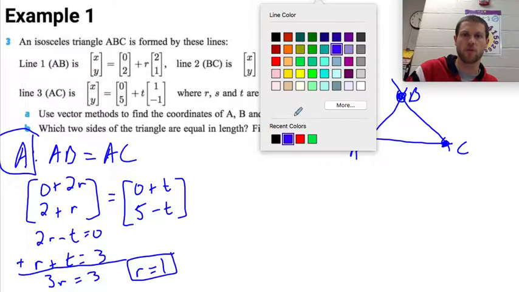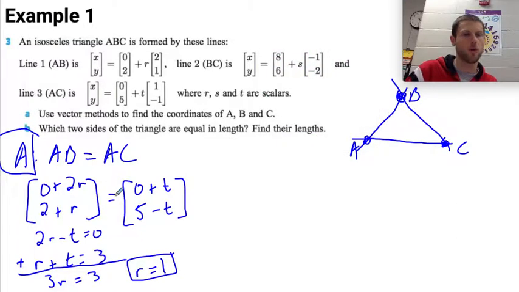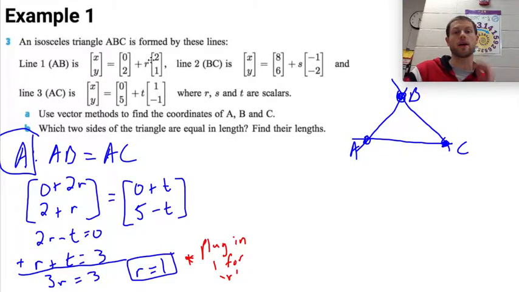So just like I did before, I just found an r value. I could go back and solve for t, but I don't really care about that. I'm just going to plug in 1 for r, and I'm going to go back to the equation that uses r, AB, and find that actual position. So now let's plug it in.